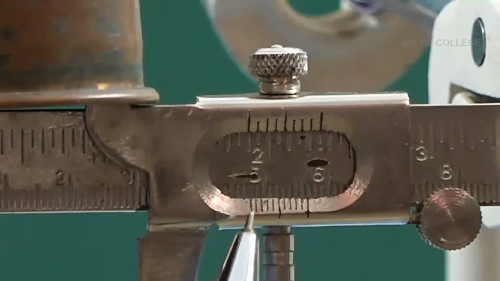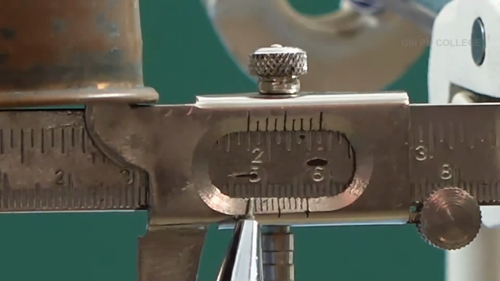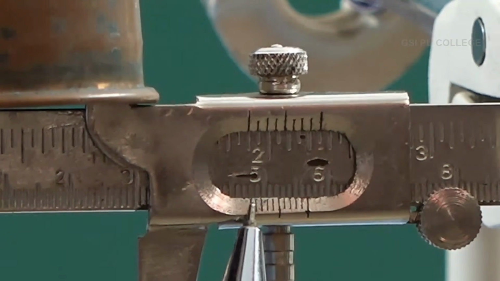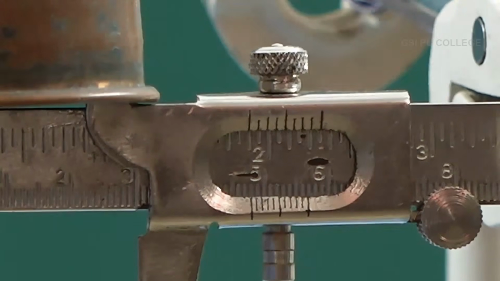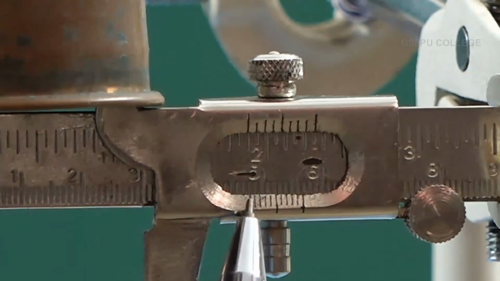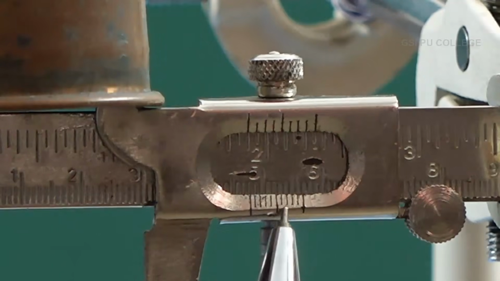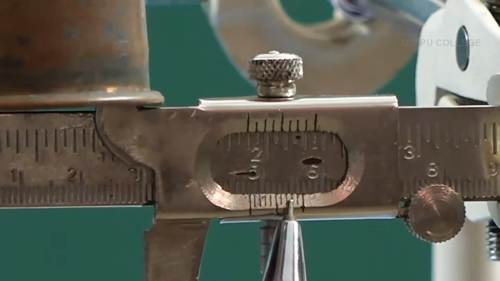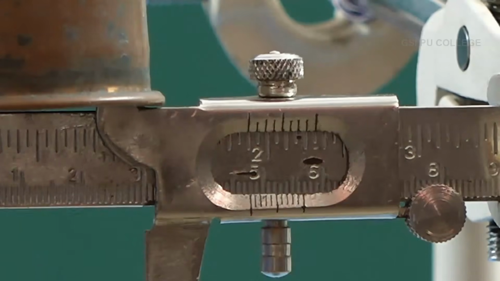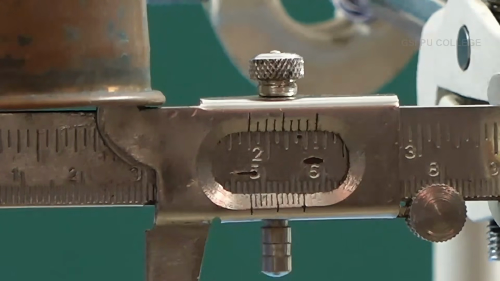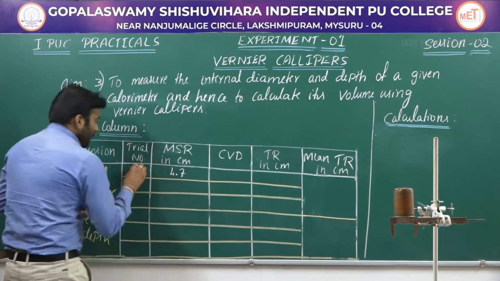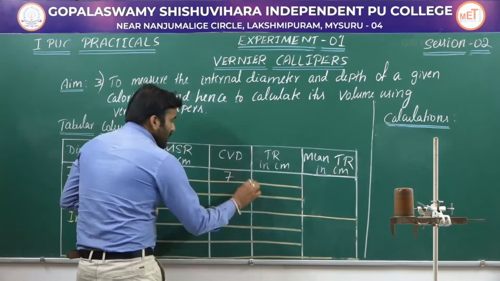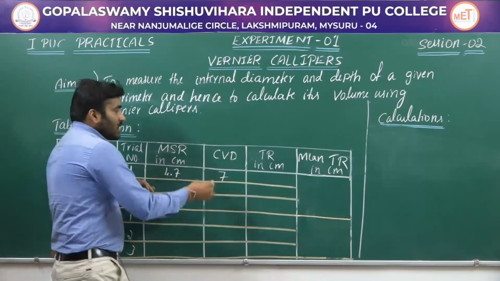Now if you observe the zero division of the vernier scale, it is lying between 4.7 and 4.8 centimeter of the main scale. So we will be considering 4.7 centimeter as the main scale reading. Next, let us look at the CVD. This is the zero division, and the seventh division exactly coincides with the main scale. So we will be considering CVD as 7 here. Let us tabulate the readings. The main scale reading is found to be 4.7 centimeter for the first trial, and CVD is equal to 7. Let's do the calculations for the first trial.